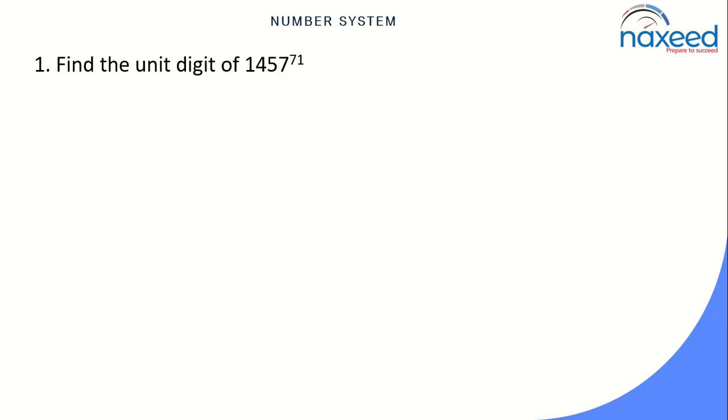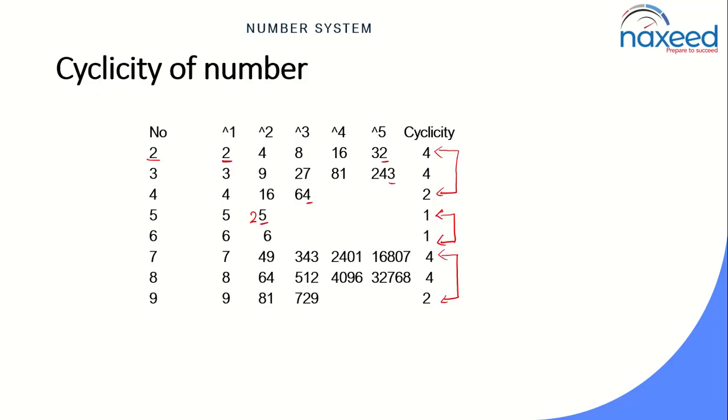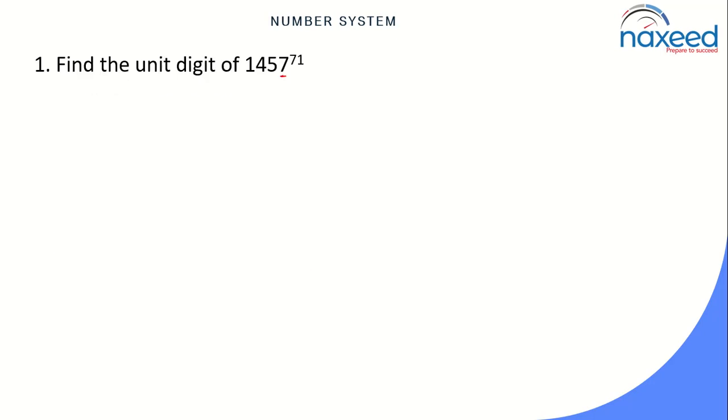First step, what we have to do? In the first step, we have to find out the last digit of the given number. So what is the last digit here in 1457? It is clearly visible here, it is 7 only, correct. So 7 is here. What is the cyclicity of 7? We all know the cyclicity of 7 is 4. If I show you here in this table, the cyclicity of 7 is 4, yes or no, correct.